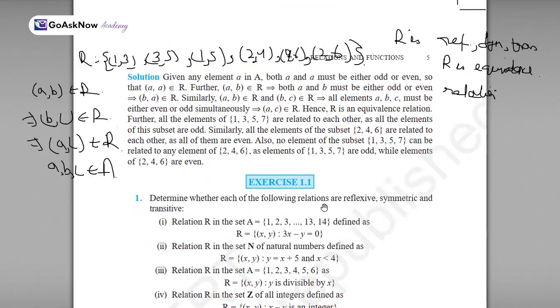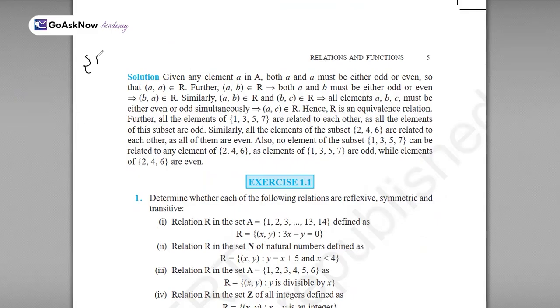This statement is obvious because 1, 3, 5, 7 is the subset containing only odd digits, and the other subset, 2, 4, 6, contains only even digits. So there is no connection between the subset 1, 3, 5, 7 and the subset 2, 4, 6, and that is why the two subsets are not related to each other. Elements of 1, 3, 5, 7 are not related to elements of 2, 4, 6, because these are odd and these are even.